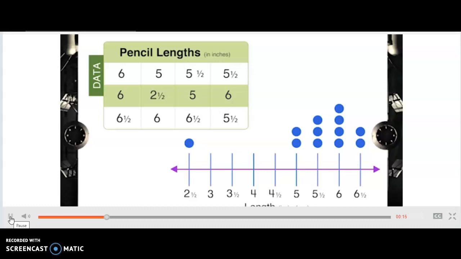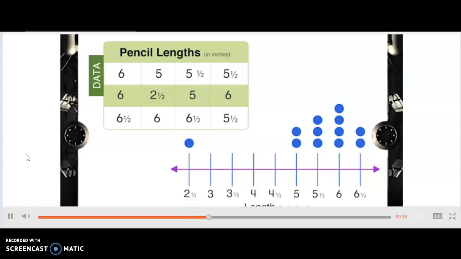Here is a line plot that we can use to answer some questions. A line plot shows how often each value occurs. The values in the table are the data that are plotted on the line plot. Notice that a dot was placed above each number from the table. If the number occurred more than once, then the dots stack on top of each other for that number.